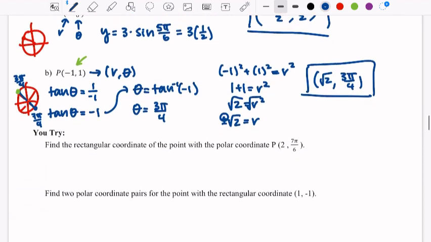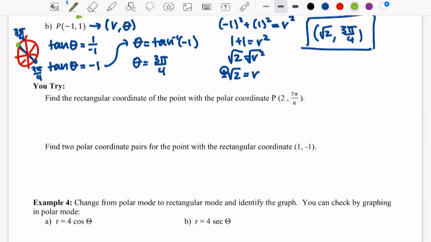Okay. The next 2 are similar questions. I'm going to have you go ahead and try these on your own and then come to class and we will check our answers with these 2 questions.